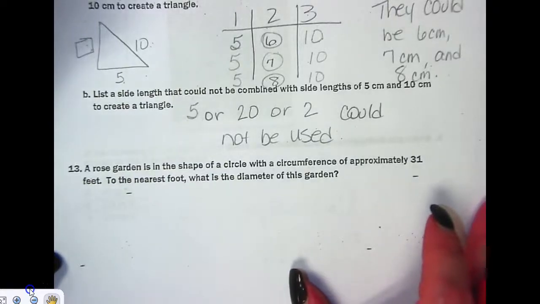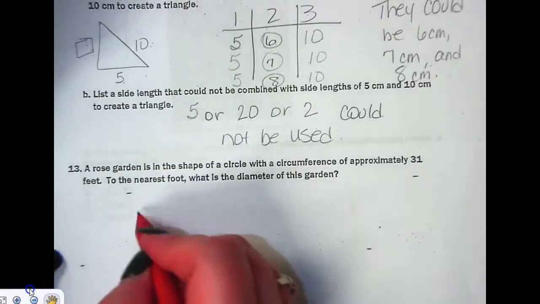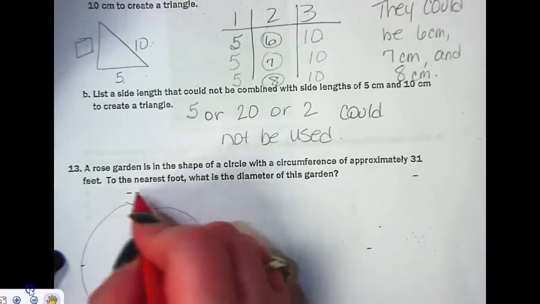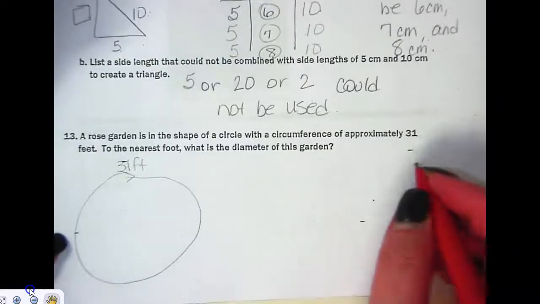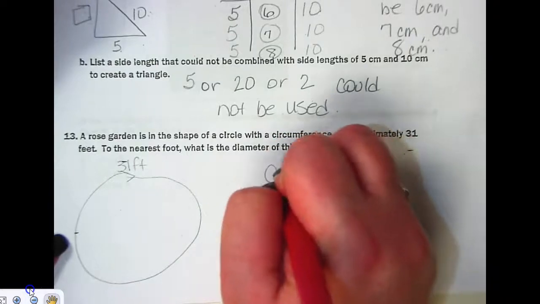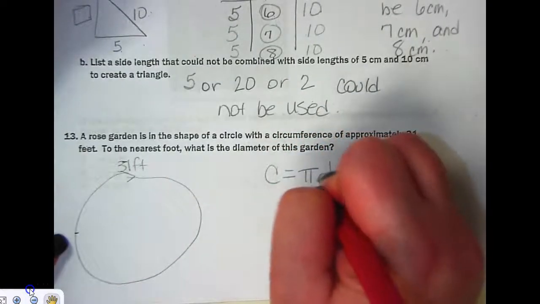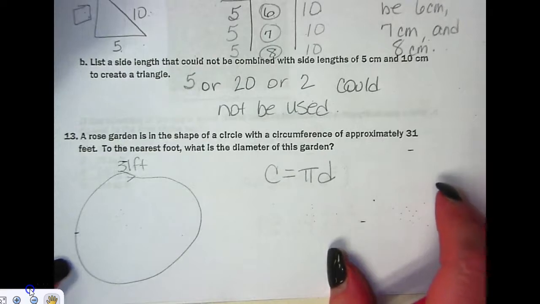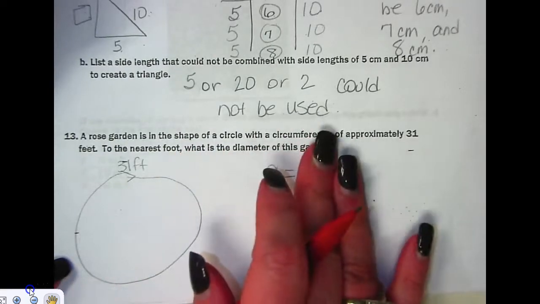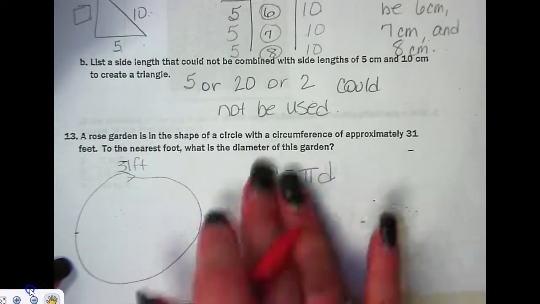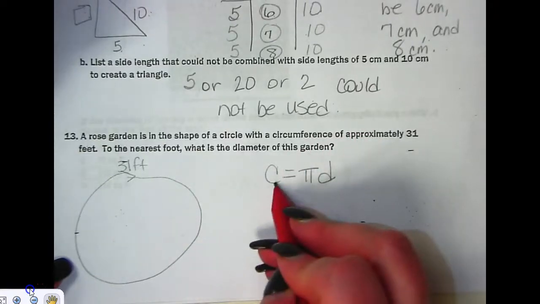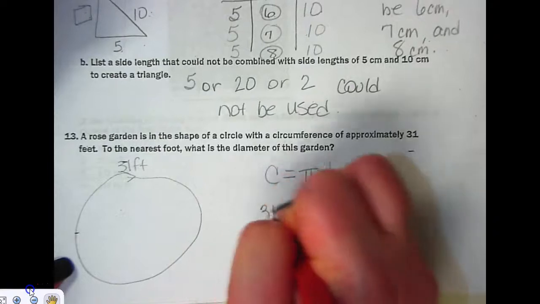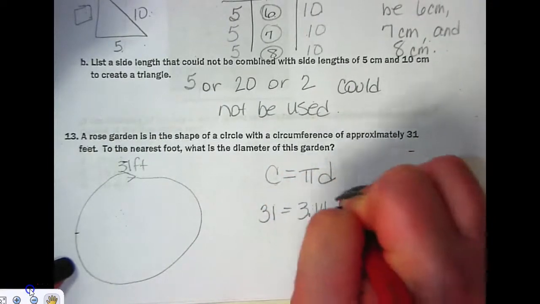All right, 13. A rose garden is in the shape of a circle with a circumference of 31 feet. So it's a circle. The circumference, or the distance around, is 31 feet. To the nearest foot, what is the diameter of the garden? So I would expect to see you with circumference equals pi times the diameter. If you're talking about circumference and diameter, this would be the one that I would use. If it tells us the circumference, that means we're substituting where the C is. 31 equals 3.14 times the diameter.